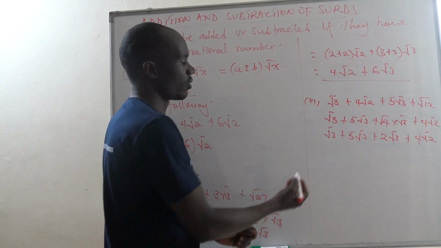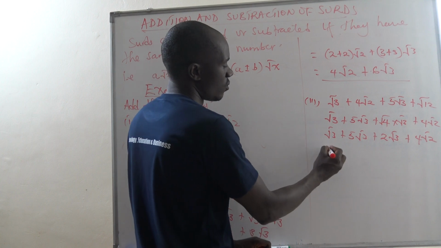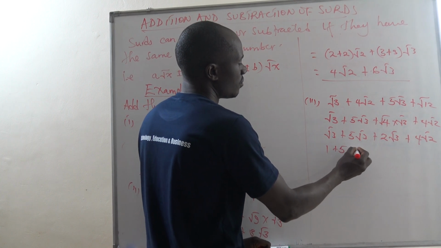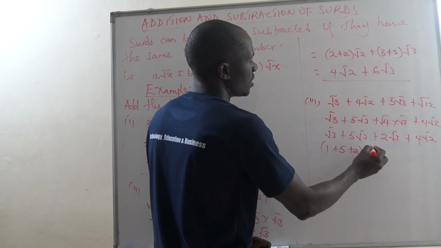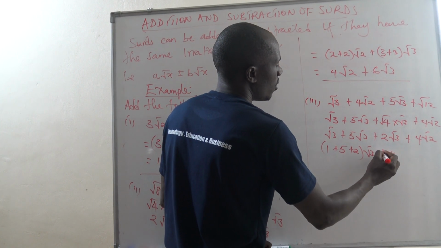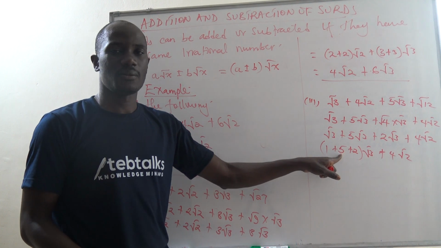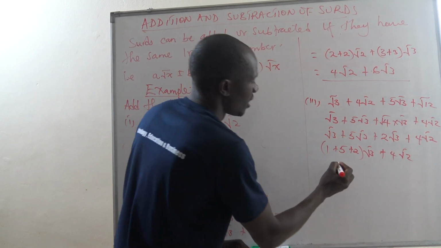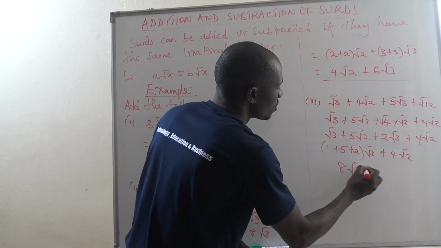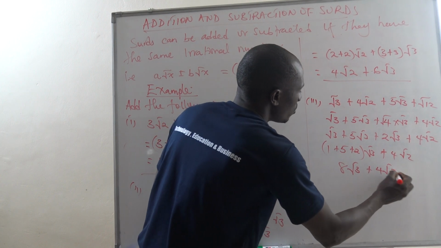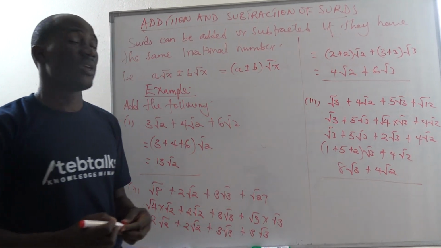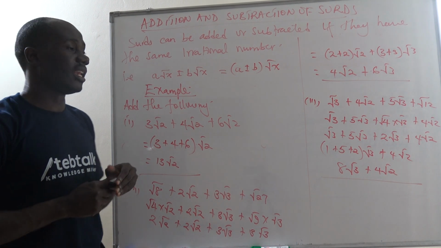Then can we add the corresponding numbers? The number here is 1. We say 1 plus 5 plus 2 root 3, then plus 4 root 2. We got 1 plus 5, we're getting 6, plus that 2, we are getting 8 root 3 plus 4 root 2. That's how we add those surds.